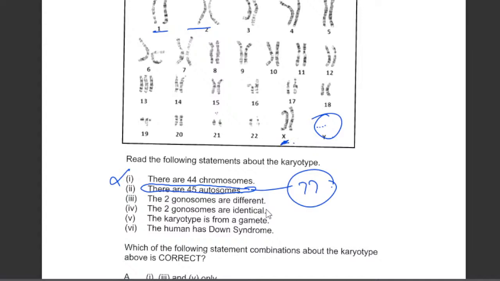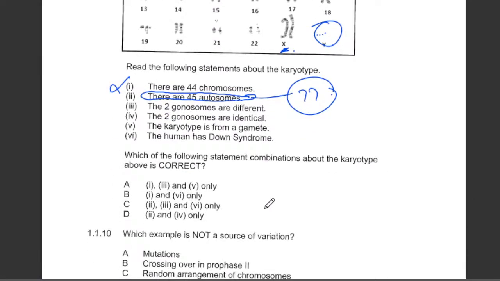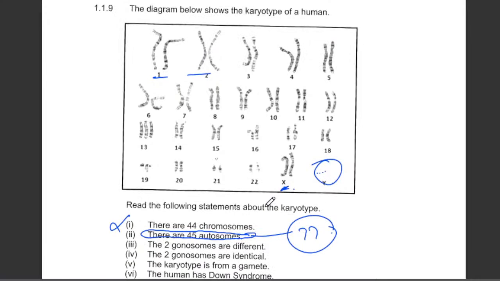If it is a female, then they're going to have chromosomes which are what? Identical. So in this case, the answer, because they're saying 45 autosomes, this individual is going to have, look, 1, 2, 3, 4, 5, 6, 7, 8, 9, 10, 11, 12. Check here.